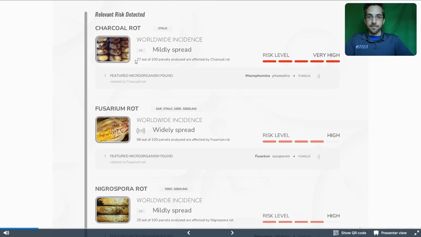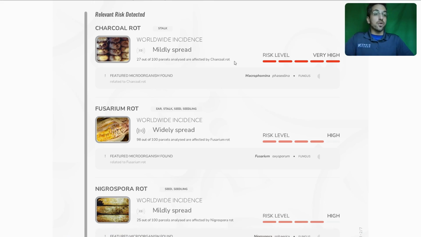You'll also see here 27 out of 100 parcels analyzed are affected by charcoal rot. In other words, we see this pathogen to some extent in 27% of corn samples. We see Fusarium rot in 98% of corn samples.